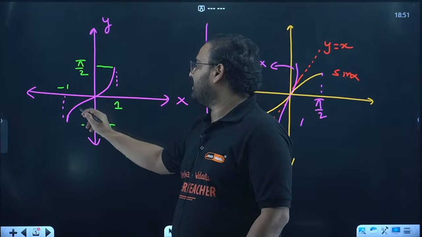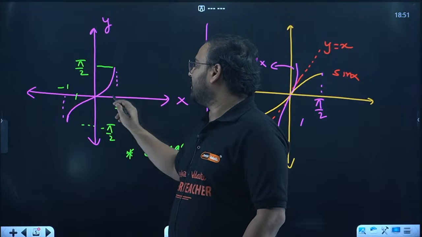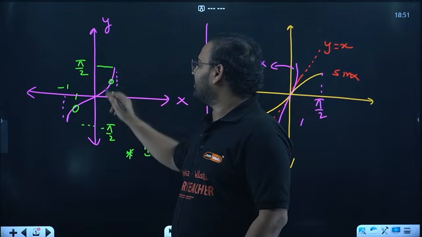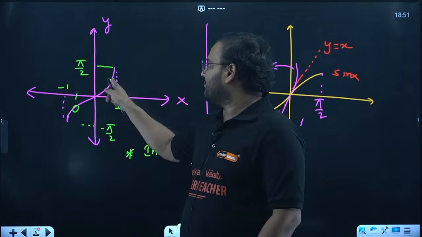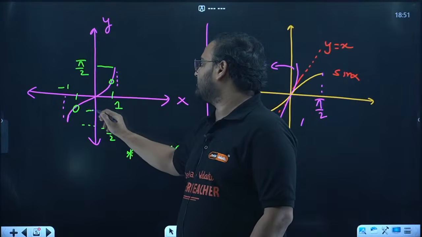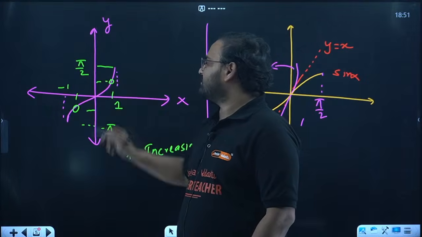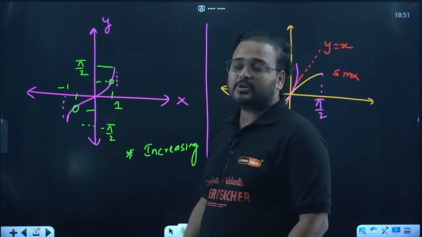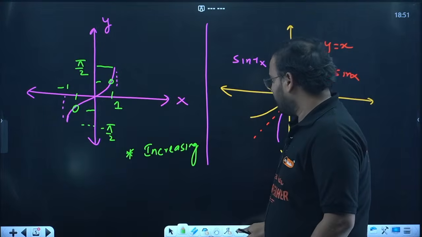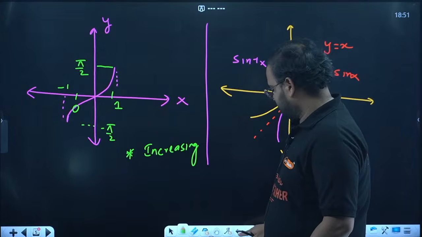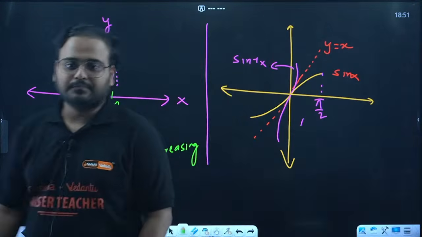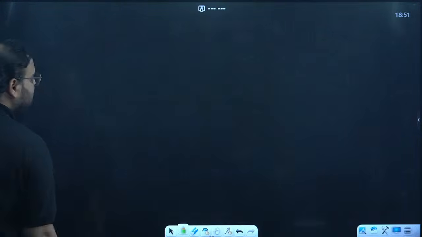Okay, if I take, let's say, a point over here and a point over here, for this point this is my y value, for this point this is my y value, right? So this y value is more than this y value, right? So clearly for the second point, which is towards the right side, the y value is more. Okay, this is an increasing function. I hope this is clear. Yeah, good. Let's move on.